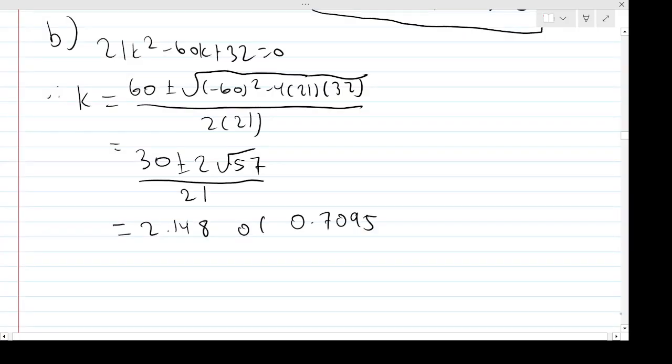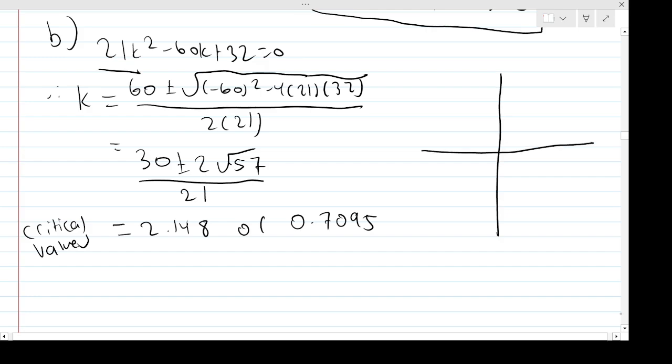So those are my 2 critical values again, which are the roots if we solve the equation. That allows me to then sketch the graph roughly. Again, it's a positive quadratic, so it's going to have a smiley shape, so it's going to go like that. And again, the 2 roots are 2.148 and 0.7, so the first one's going to be there and the second one's going to be there. So it's going to look like that. Okay, cool. That's 2.14, and that's 0.7 there.